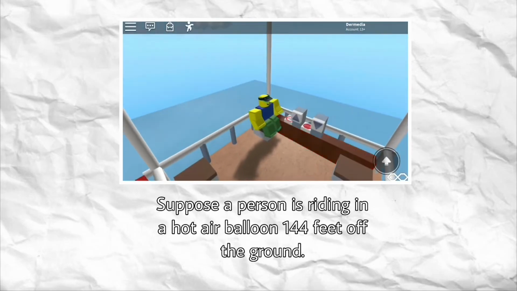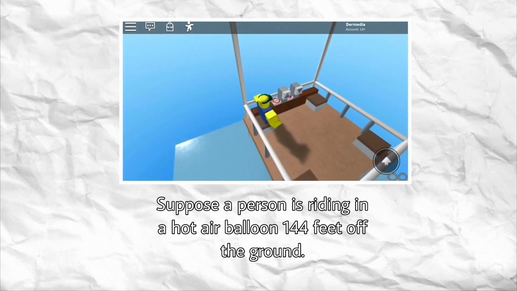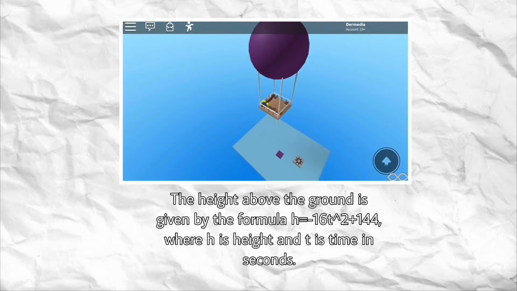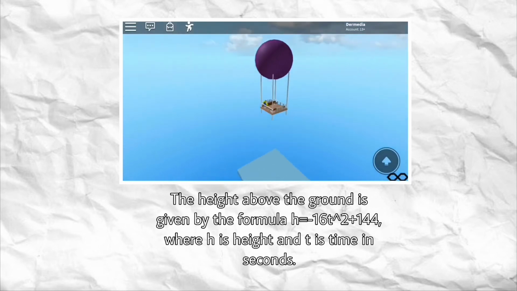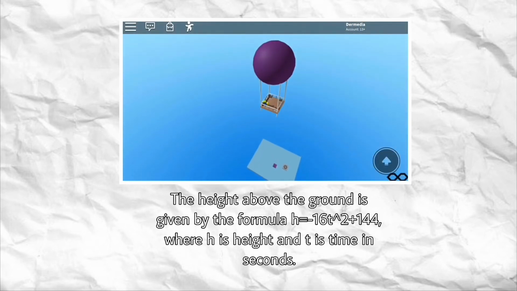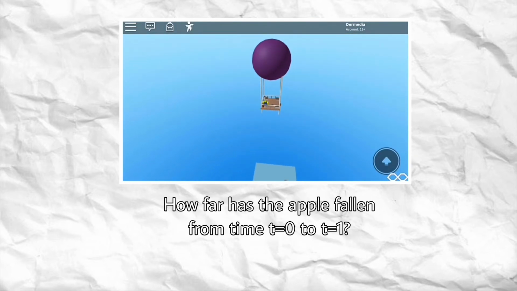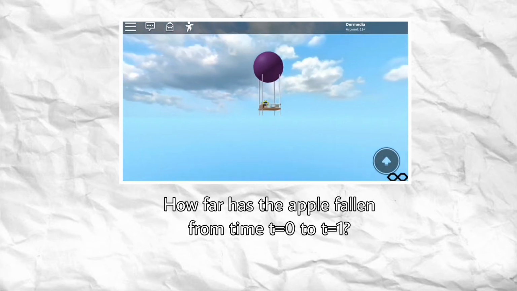Suppose a person is riding in a hot air balloon 144 feet above the ground. He drops an apple. The height of the apple above the ground is given by the formula h equals negative 16t squared plus 144, where h is height in feet and t is time in seconds. How far has the apple fallen from the time t equals 0 to t equals 1?